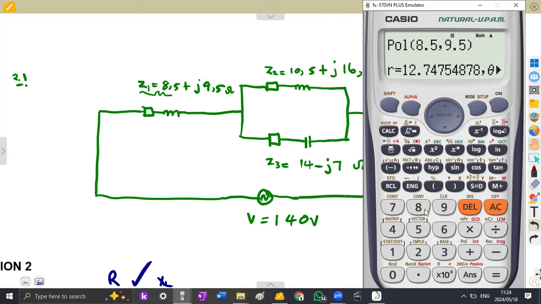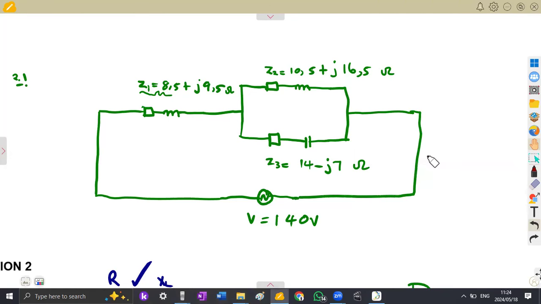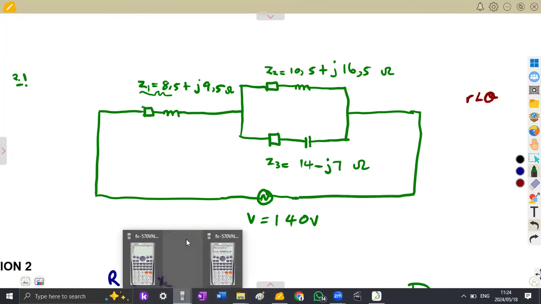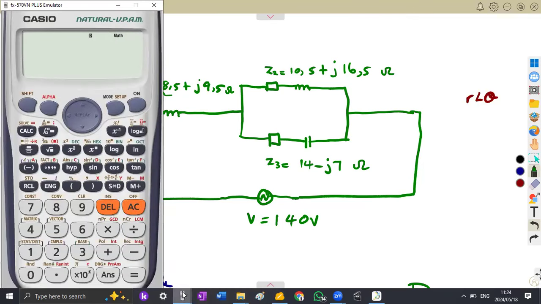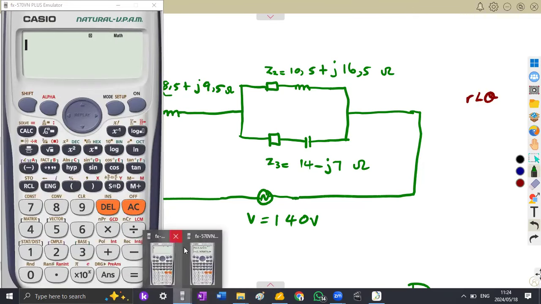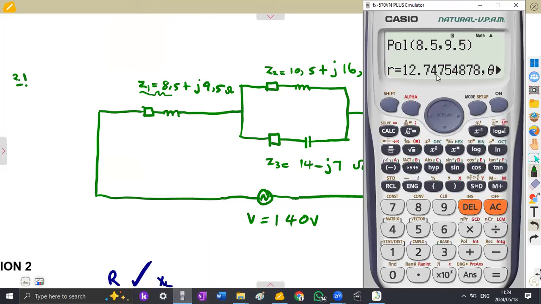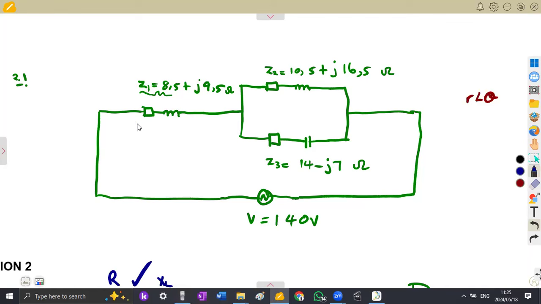So this will give us the answer in polar form. Remember, in polar form, you are supposed to have r angle of theta. So you're given your r there and also your theta. That's our r in this case. It is 12.748, rounded off to 3 decimal places. So you are changing or writing each and every part. So this will be Z1 in polar form.